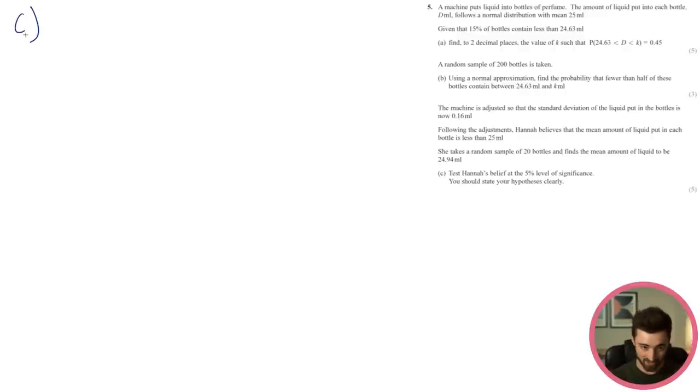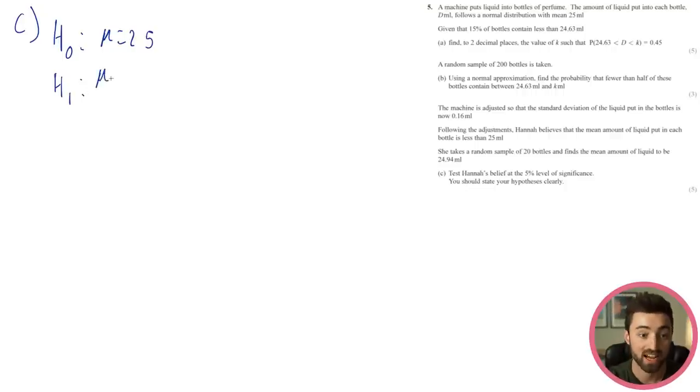Okay, a few things going on here. We've got a hypothesis test. So what are the hypotheses? Look, Hannah believes that the mean amount is less than 25. So the H naught is just going to be, okay, the mean is 25. And then the H1, which is what Hannah believes, her hypothesis, is going to be that I actually think this is less than 25. So now what's the distribution of the thing that she is doing?